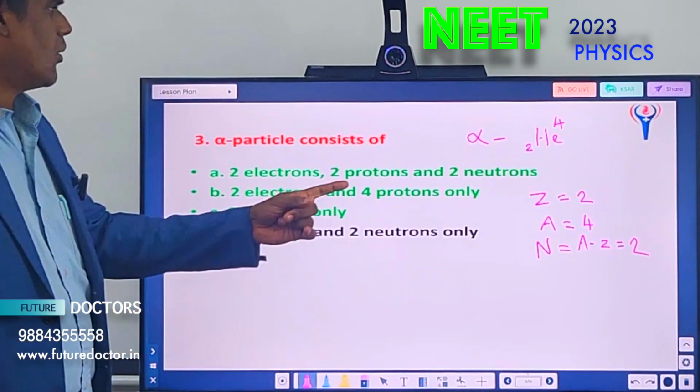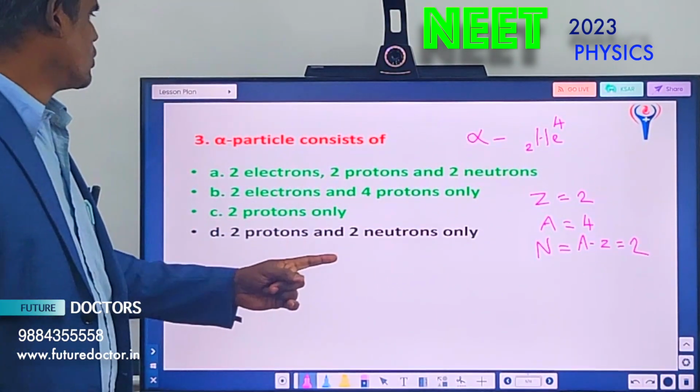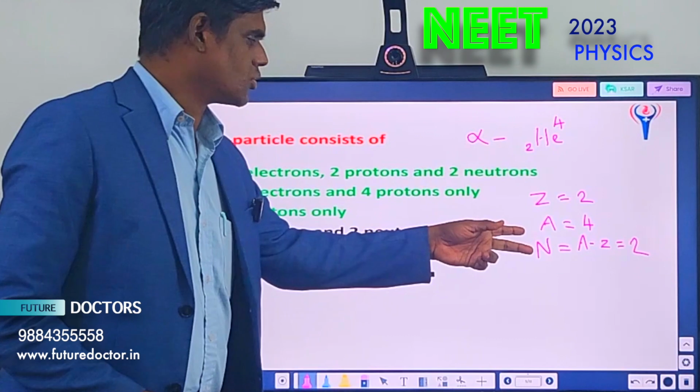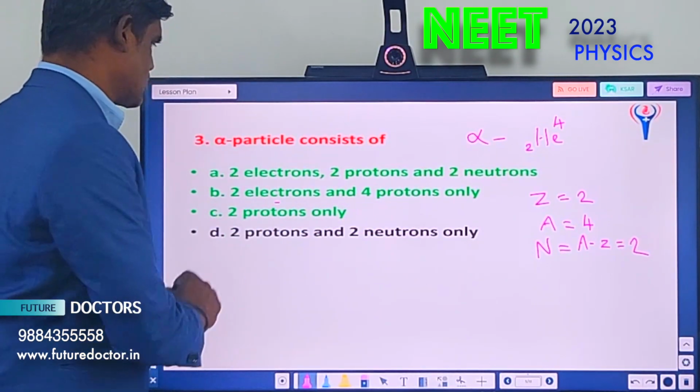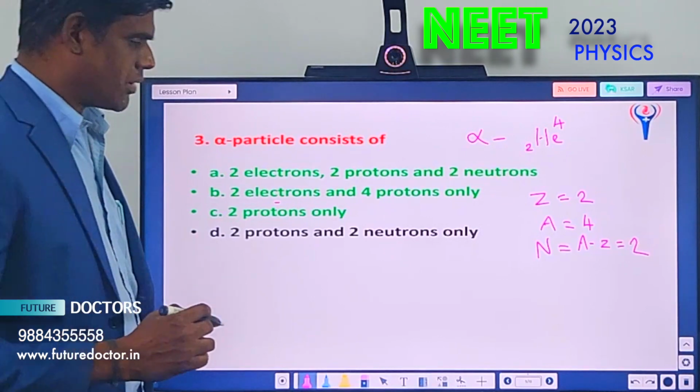So this is the thing. Proton number is 2 and neutron number is 2. Sum of proton and neutron, that is nucleon number, is 4. So which option? Yes, option D is the correct answer. Let's move to question number 4.